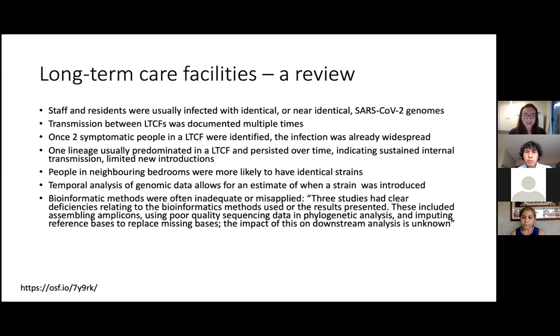And a big one for us probably is the authors of the review noted that a lot of the bioinformatic methods were inadequate or misapplied. So they didn't feel that the methods were producing trustworthy data that you could use to draw the conclusions that were being drawn. So their big no-nos they identified were assembling amplicons, using poor quality sequencing data to do the phylogenetic analysis, and imputing reference bases where bases were missing. So if you didn't know what it was, you just assumed it was the reference. It can be hard to know what the consequences of this would be.